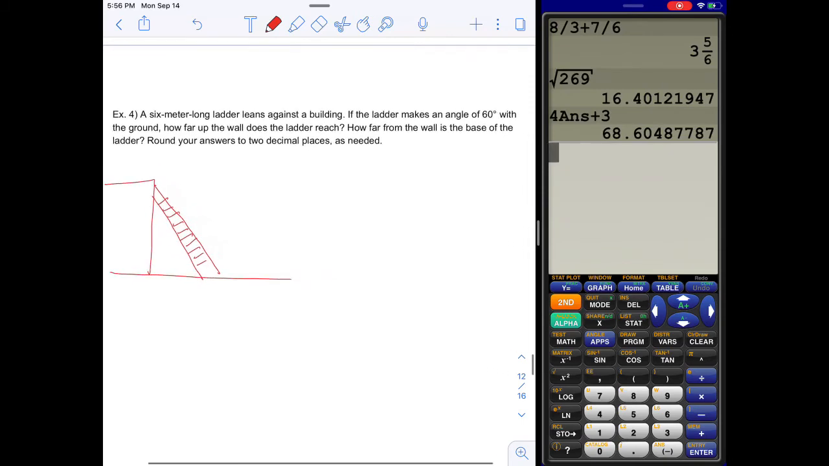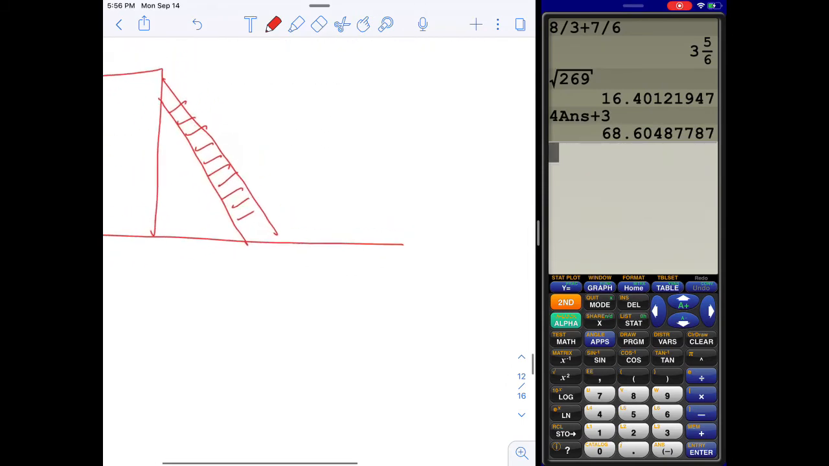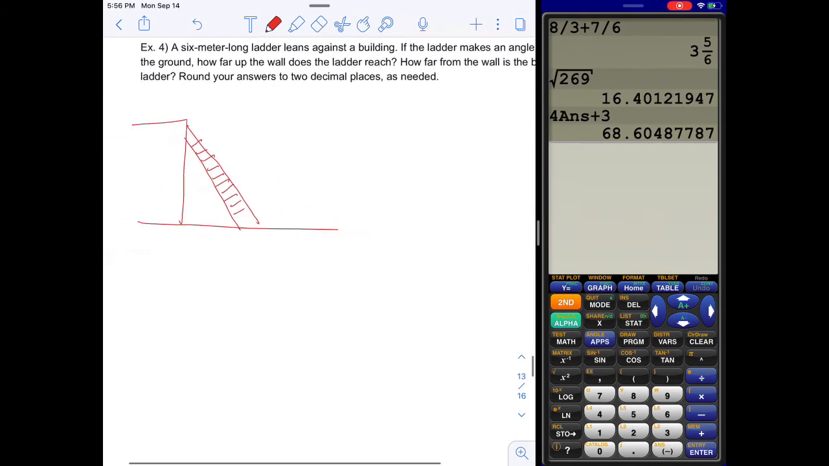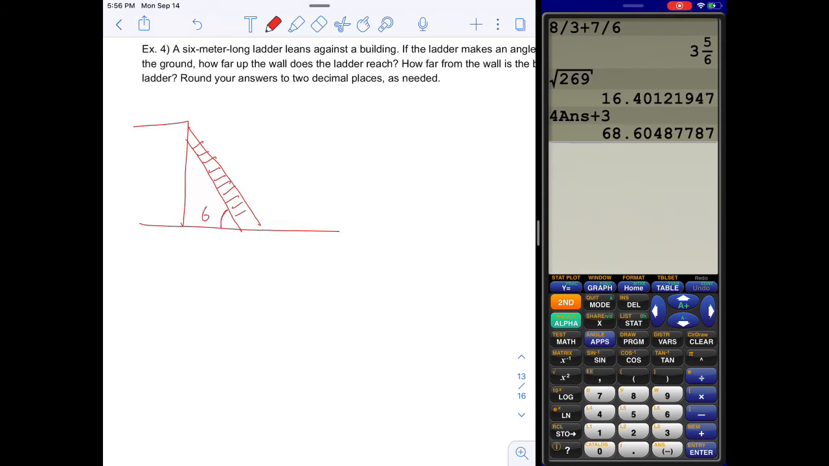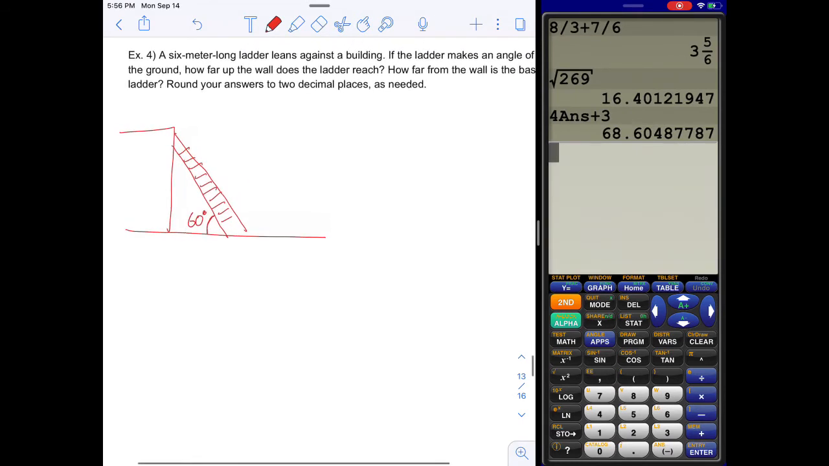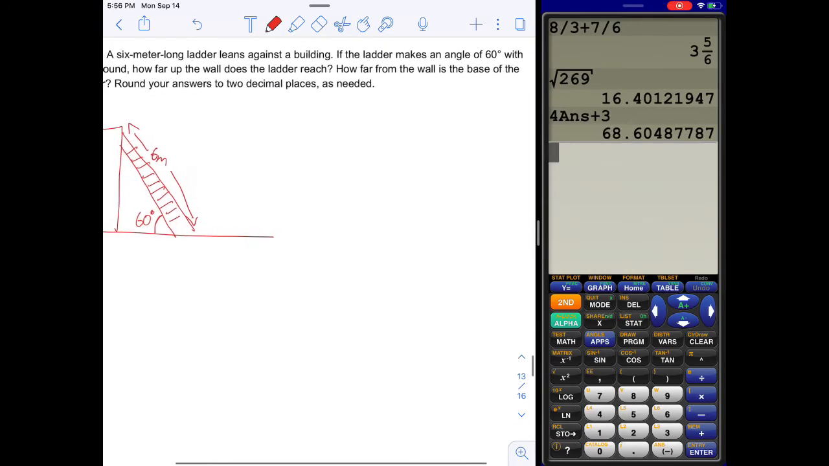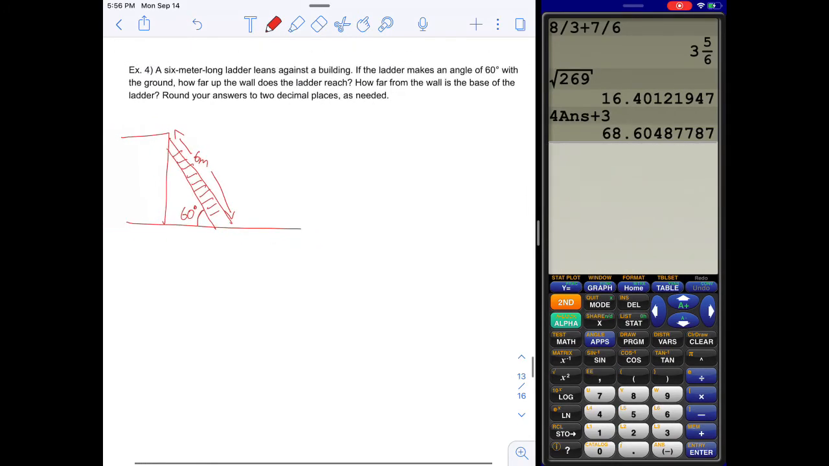Okay, if the ladder makes 60 degrees with the ground, that would be here. And remember, this is a 6 meter long ladder, so that means this ladder is 6 meters. Now my questions are, how far up the wall does the ladder reach? So we're wondering this, the height. And we're also wondering how far from the wall is the base of the ladder.